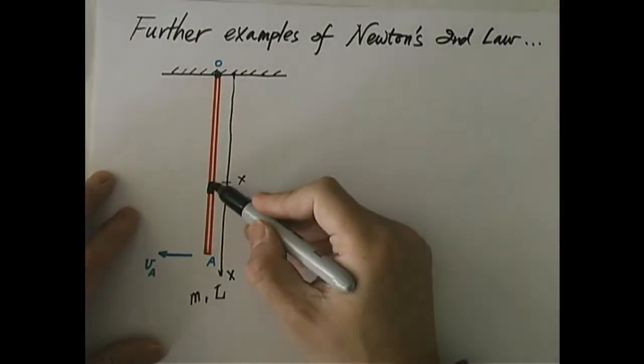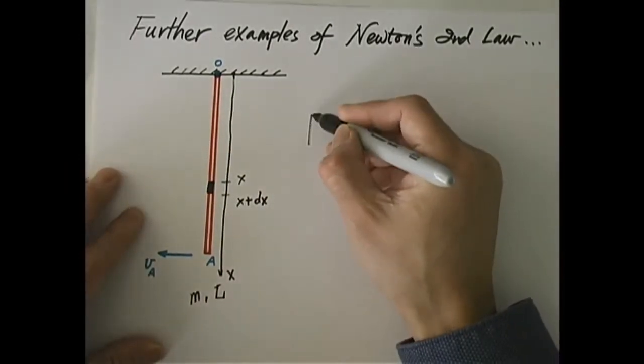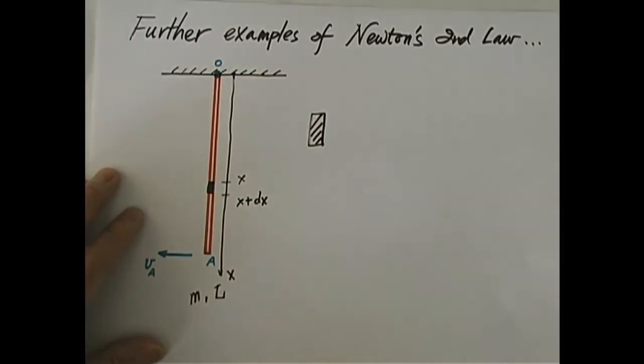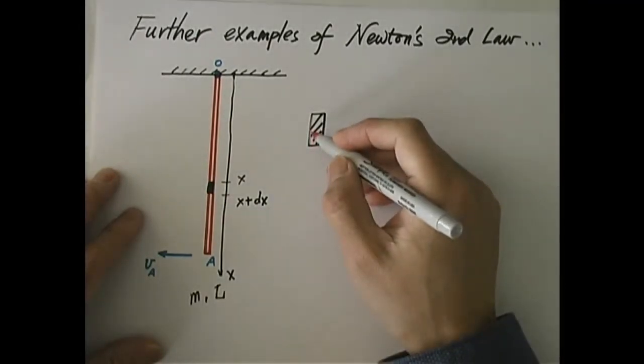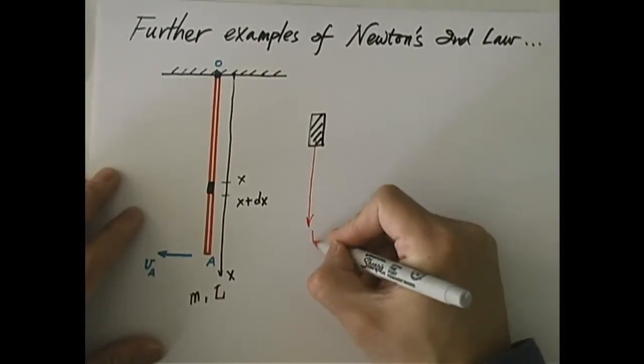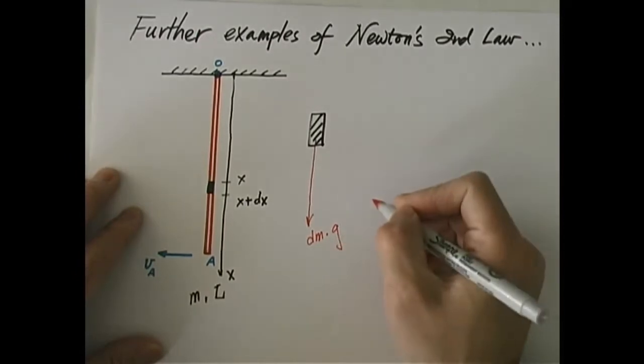So this is our system now. It's a tiny little piece. Let me isolate it out and draw a free body diagram on it. First of all, let's do the standard thing and find the non-contact force. That's gravity going down like this, mg. Actually the mass is dm, because it's a tiny piece, times g. That is the gravitational force.